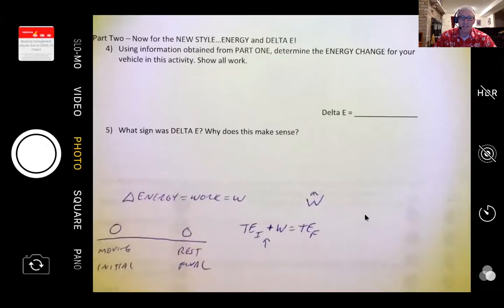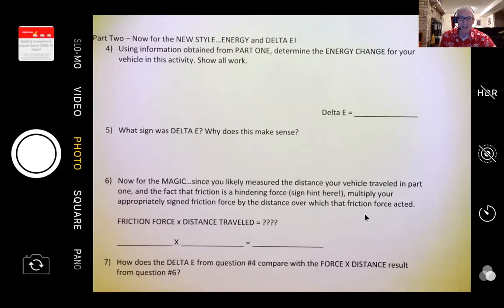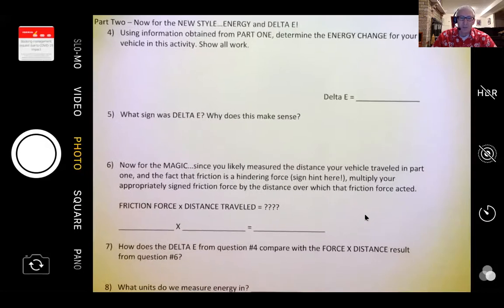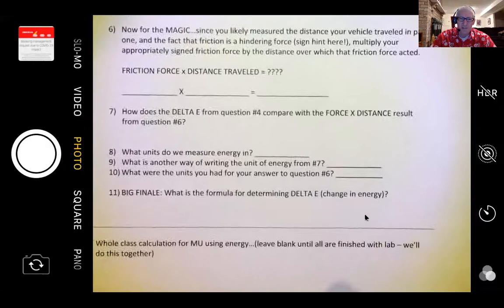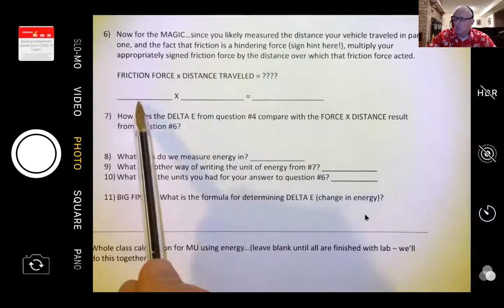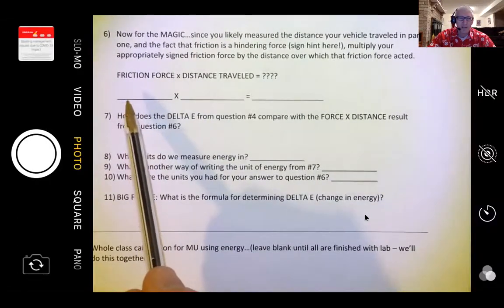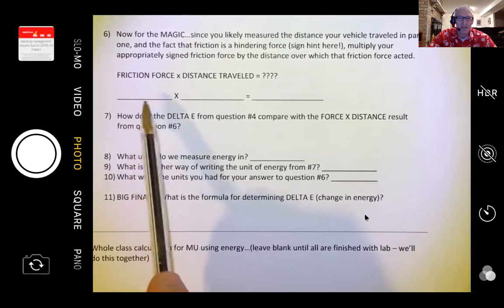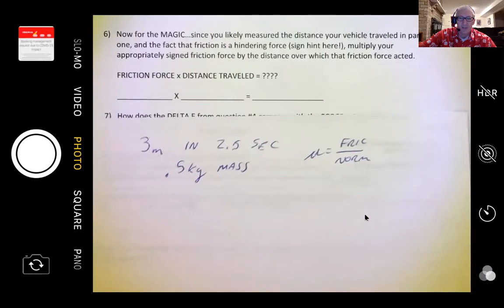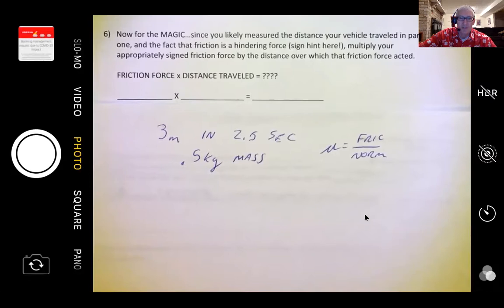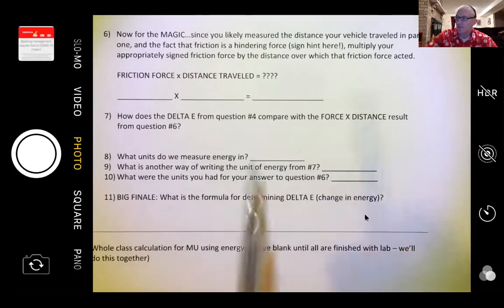All right, and so now we continue on down. What sign was delta E? Why does this make sense? And now for the magic, all right? You're going to take the friction force that you figured from the previous slide, and you're going to put an appropriate sign in front of it, all right? Think about helping or hindering forces. Friction is most definitely one of the two of those, and we want to put a sign in front of it that's appropriate for that. We know that the distance traveled, I told you that it traveled 3 meters in 2.5 seconds. So we're going to use that information here to come up with a value.